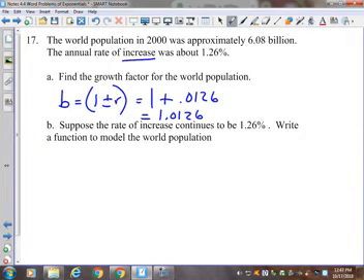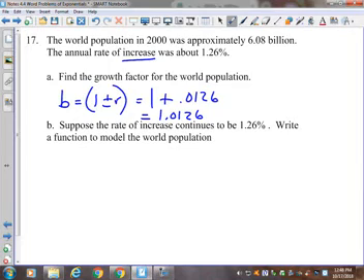Well, that makes sense. It was 100% and it went up 1.26%. So it should be over 100%. And that's 101.26%. Now, it didn't ask me to make it a percent, did it? It asked for the growth rate, which means to leave it in decimal form.